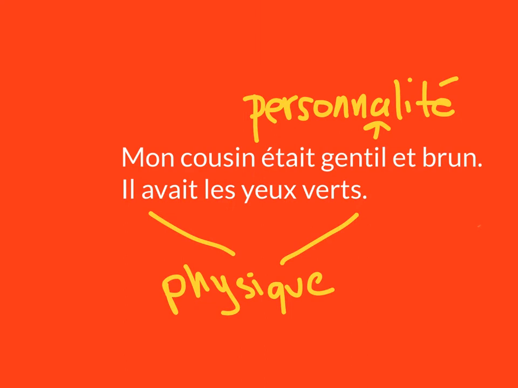So here we have an example of describing a person. We have personality and physical descriptions. Look at this and look at the verbs. So we have été and avait. So my cousin was nice and a brunette, and he had green eyes.